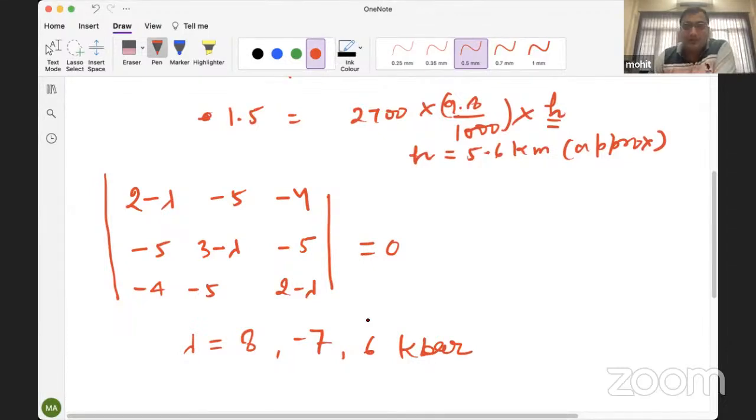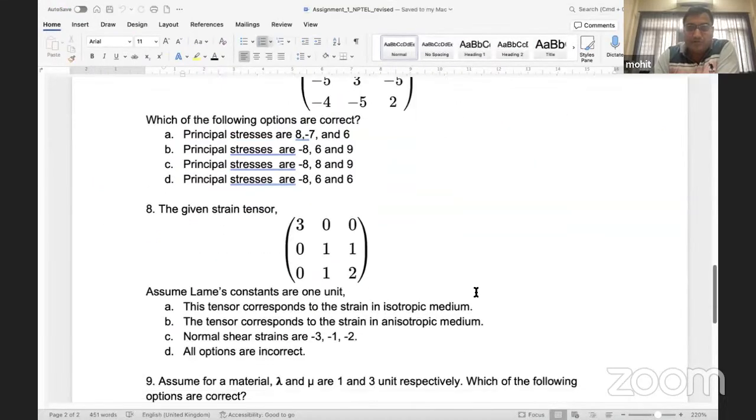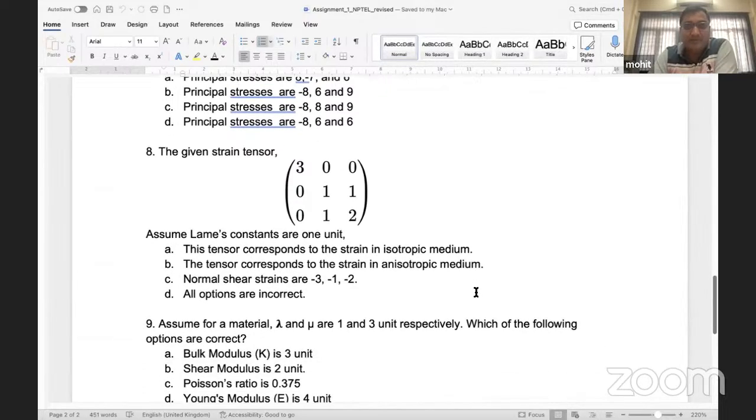So the answer should be your option, should be 8 minus 7 and 6. Option number A should be correct.